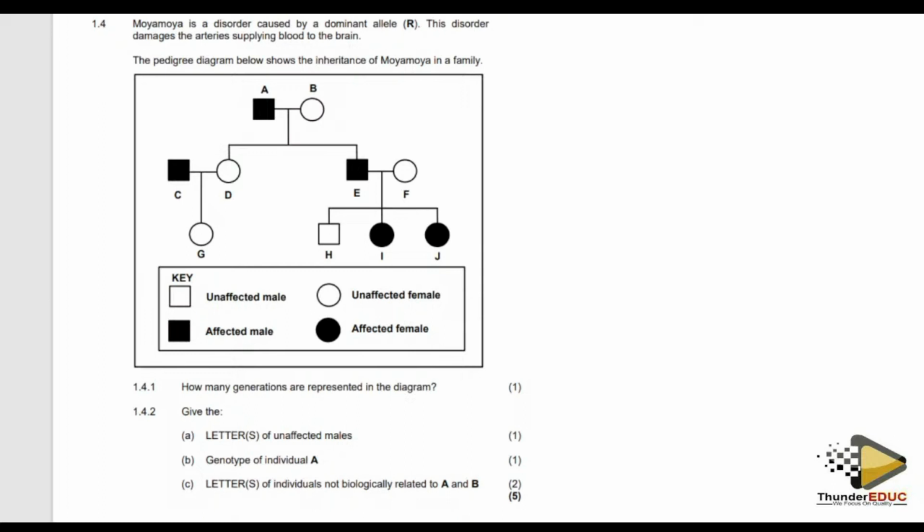Then, if the question comes and says that it is sex-linked. If it is not saying that it is sex-linked, please don't use X and Y. So we're going to look at these questions. We have different kinds of questions we're going to look at, so that at least you don't suffer with this.